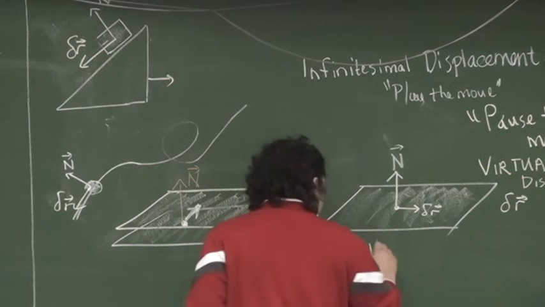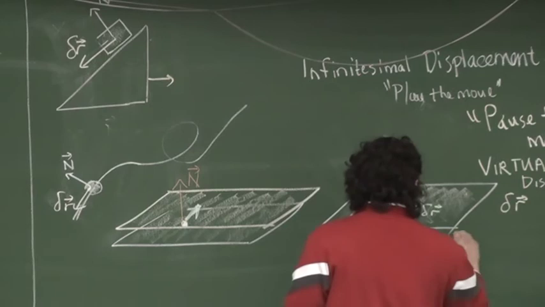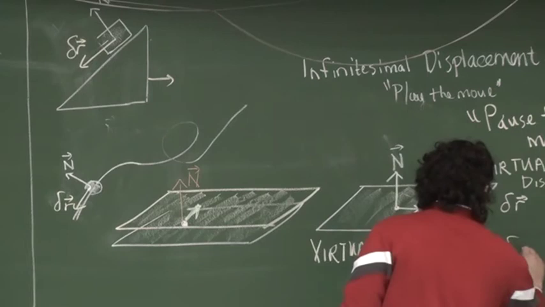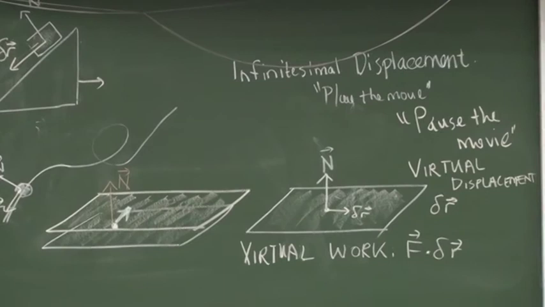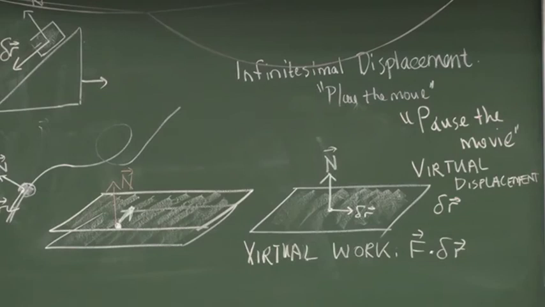Virtual work. We write this as whatever force we're considering, F dot delta r, is the virtual work done by that force as we pause the movie and move the system in some small way in the paused frame. That's the difference between a real displacement and a virtual displacement, the difference between real work and virtual work.